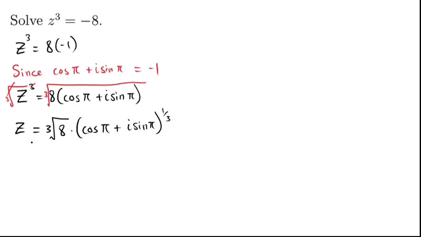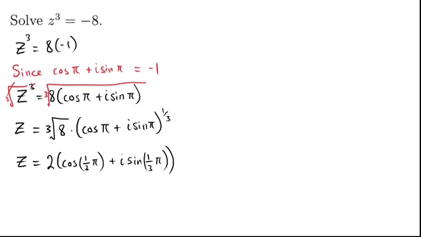So at this stage, if I use De-Moivre's theorem, this becomes, first of all, the cube root of 8, which is simply 2. So I'll just write it as 2 open bracket. Then I'm using De-Moivre's theorem. So this will be cos 1/3 pi plus I sine 1/3 pi, like that.